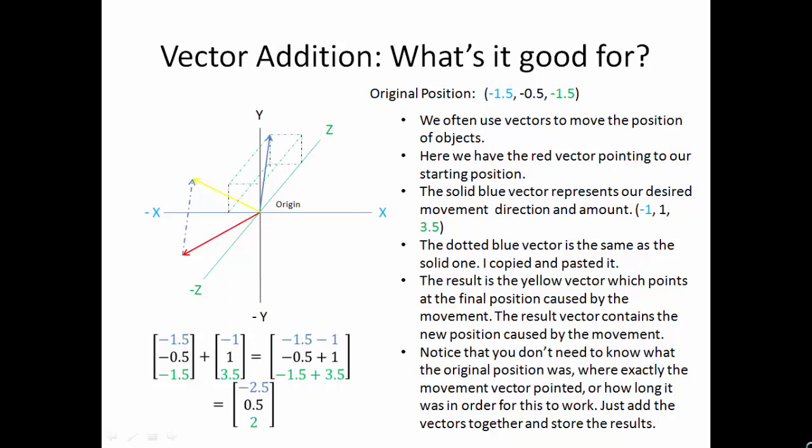Our blue vector becomes our movement vector, and we can set that movement vector to point whatever direction we want the movement to occur in, and set its length to the distance we want to move during that frame. And when we put our original position in a vector, the red vector, and we add the blue movement vector to it, the result vector, the yellow vector, is going to point right at our resulting position as a result of that movement. And so it makes it real easy to do 3D movement this way.